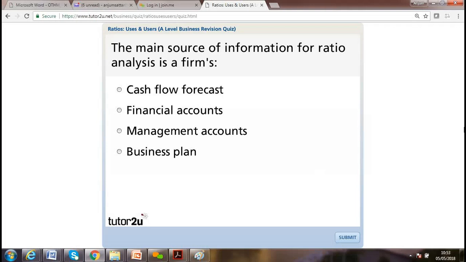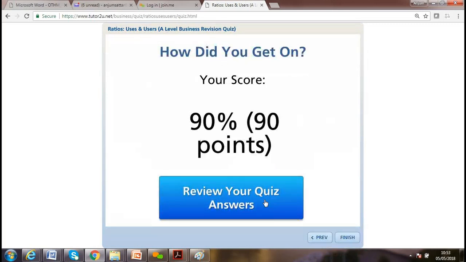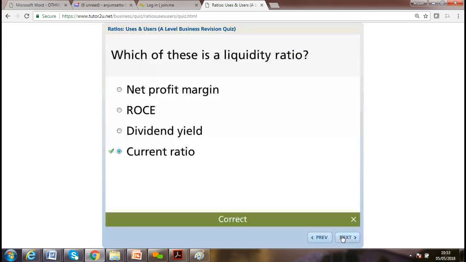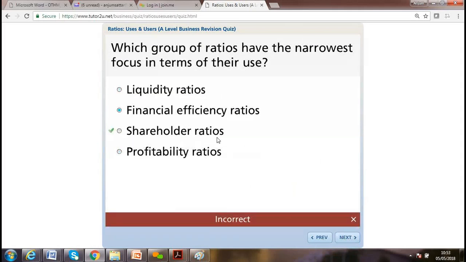Okay, the main source of information for ratio analysis is the firm's financial accounts. Or maybe management. Not so sure. Confused between these two. Financial is more, because that's how ratios are derived. Well done. So 90%, even 100%, because one question was not clear. So well done, because that's a narrow one.